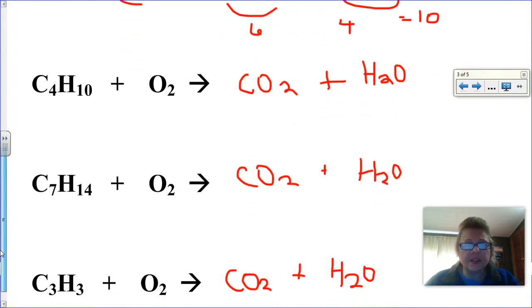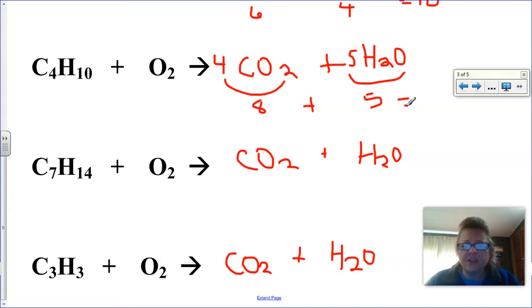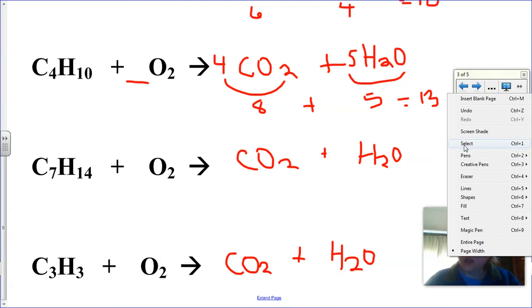So in our next example, you would think that, oh, I've got 4 carbon here. I'll put a coefficient of 4 here. I've got 10 hydrogen here, and 5 times 2 is 10. Well, let's take a look at oxygen. 4 times 2 gives me 8 on the oxygen, plus 5 times 1 gives me 5 on the oxygen here. But this adds up to 13, which is an odd number. And what number times 2 gives me 13? Not a whole number.